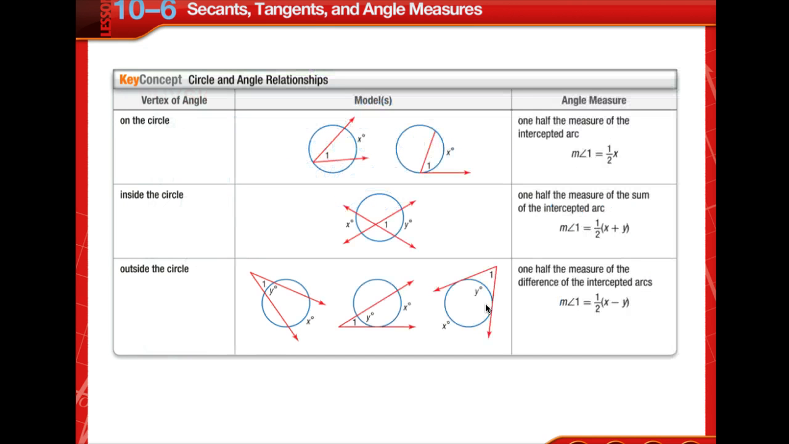All in a nutshell, the key concept of the last couple of sections: if the vertex of the angle is on the circle, inside the circle, or exterior, outside the circle, this is what it looks like, and this is how you find the angle measures. So it would be very good if you notate all of this into your notes. So why don't you pause the video and place this in your notes so it'll be quick and easy when you get ready to work the assignment. And when you're finished with that, then you're ready to begin working on the assignment.